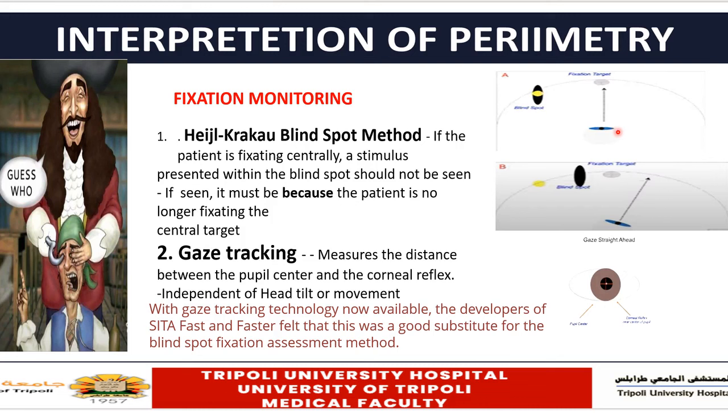So if the patient is not seeing that stimulus because it is falling in the blind spot, this is normal and indicates good fixation. However, if the patient moves his eye like this and the blind spot is away, the stimulus will be seen by the patient. This indicates he has poor fixation.